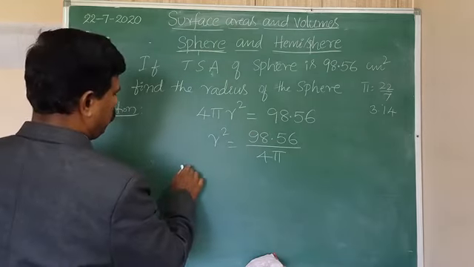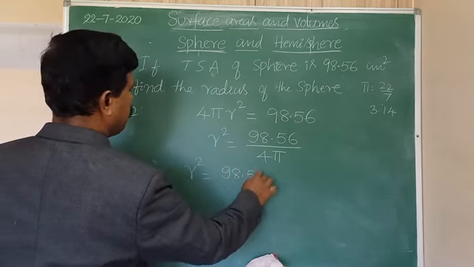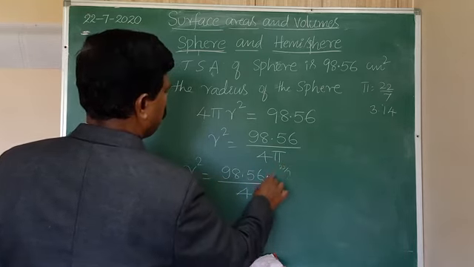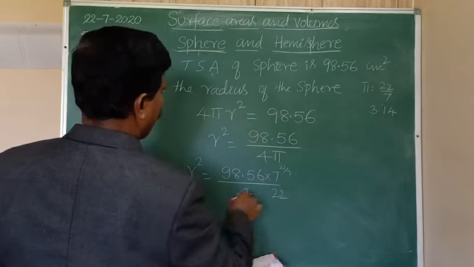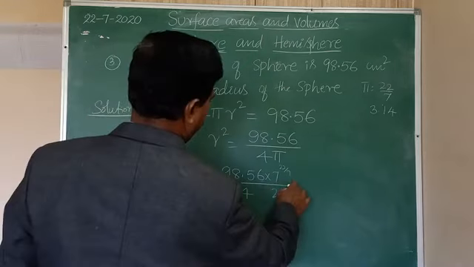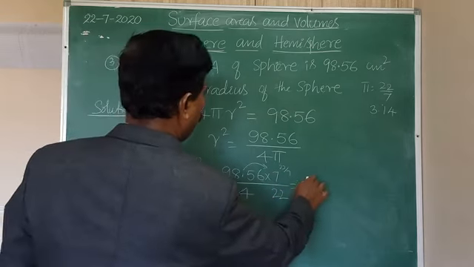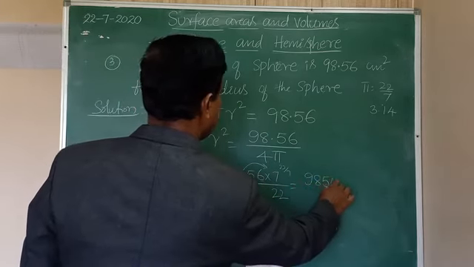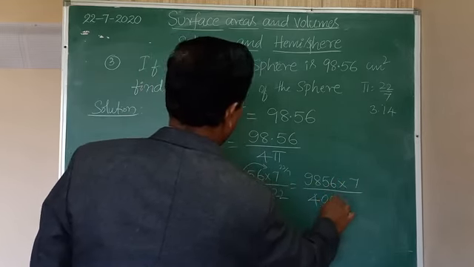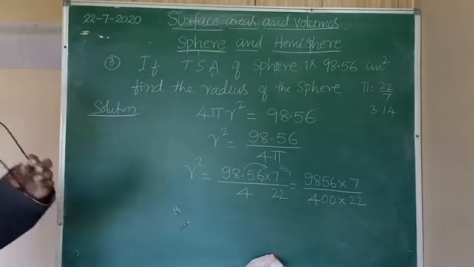So, r square is equal to 98.56 divided by 4. Here this 22 by 7, I reciprocal this, 7 by 22. Okay. Now, here remove the decimal point. So it becomes what? 9856 into 7 whole divided by 400 into 22.